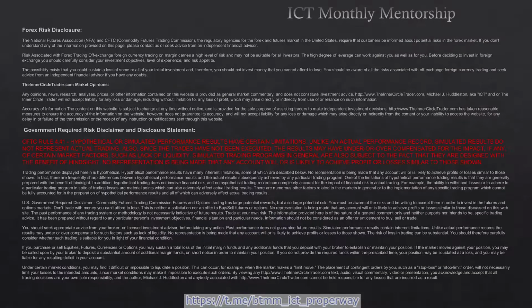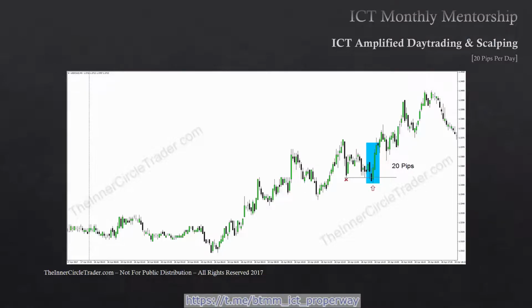Another example here. Again, London creating the potential low of the day. Expansion on the upside during the New York session. Price comes down below a 5-minute short-term low. Price goes below the short-term low, it quickly rejects out of there and goes up much more than 20 pips, but 20 pips is shaded in blue so you can see the scalp that would be available to you.